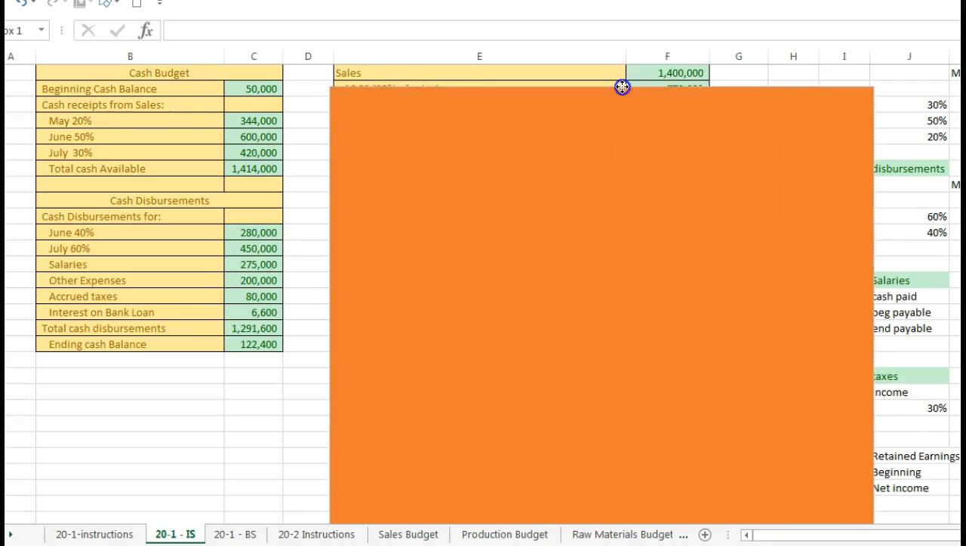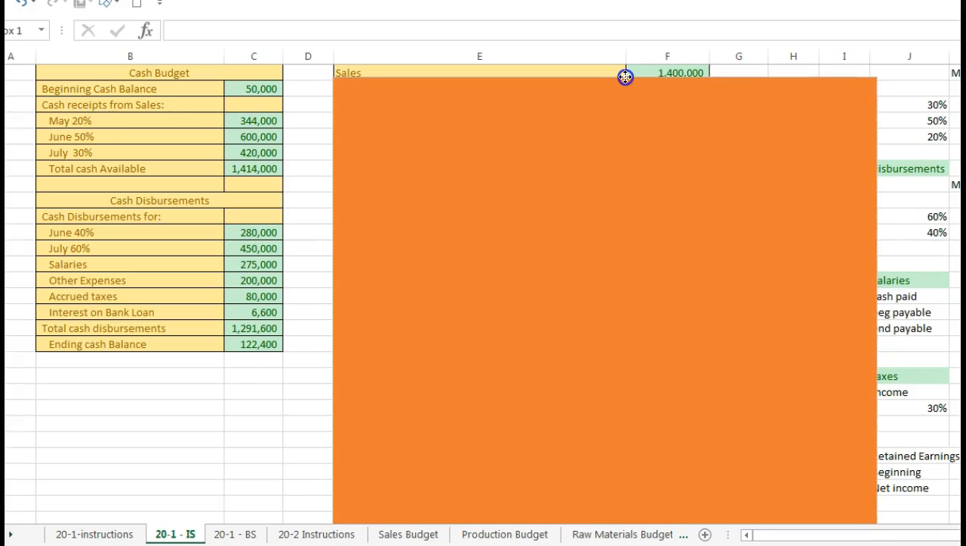Now I can do all of the sales. So we know what the sales were. That was a given. That was $1,400,000. So now I'm doing an income statement.